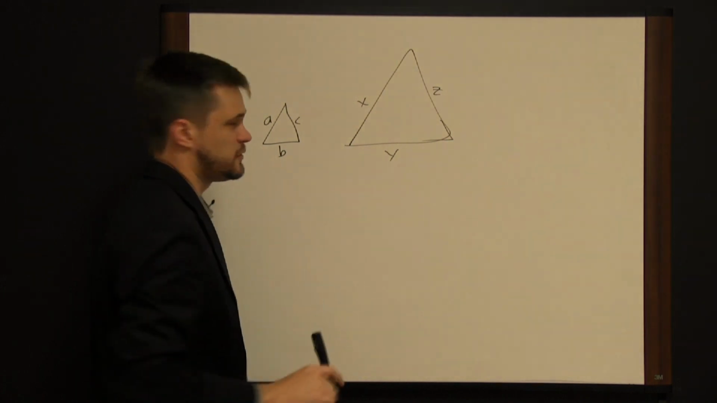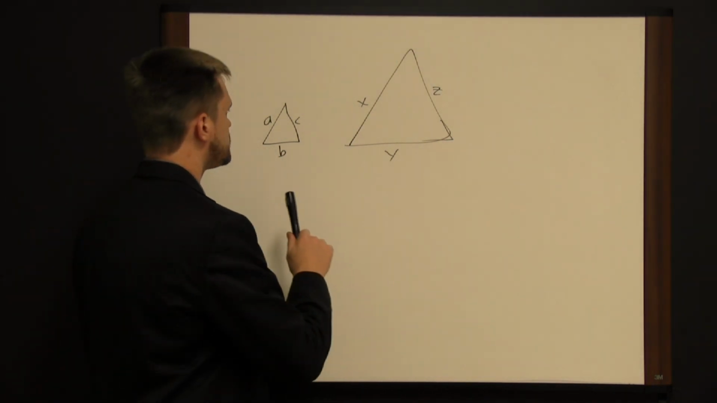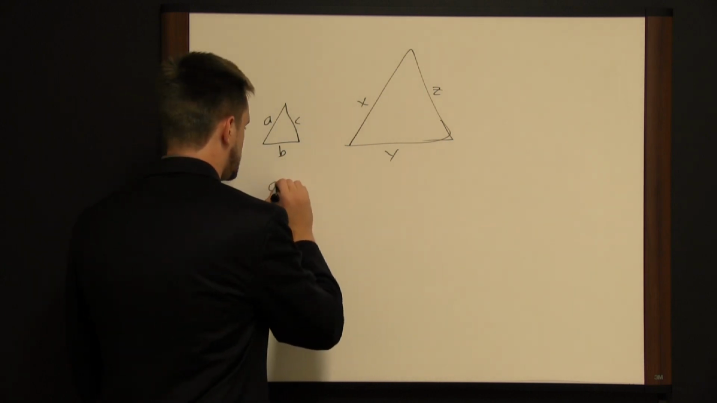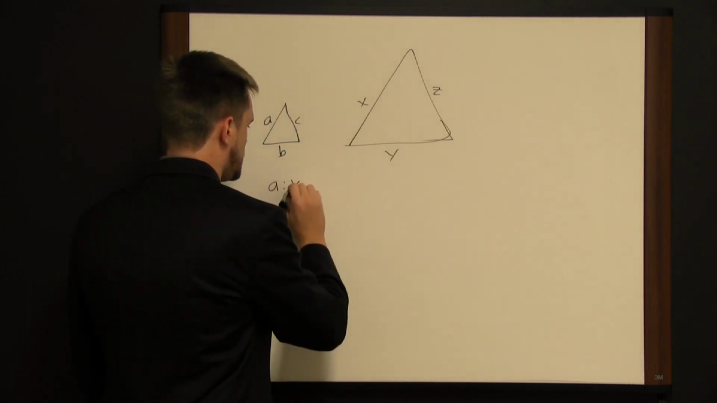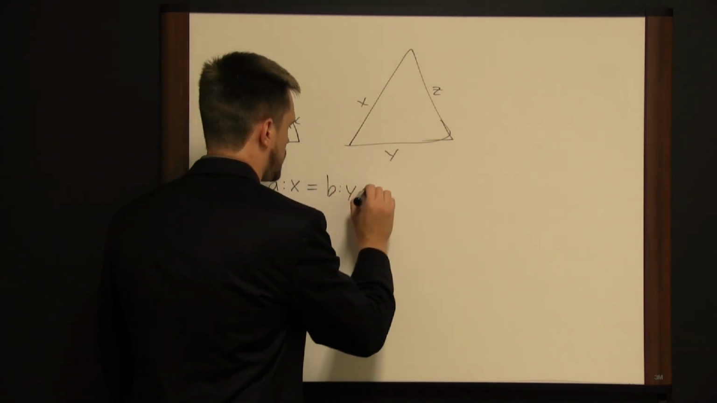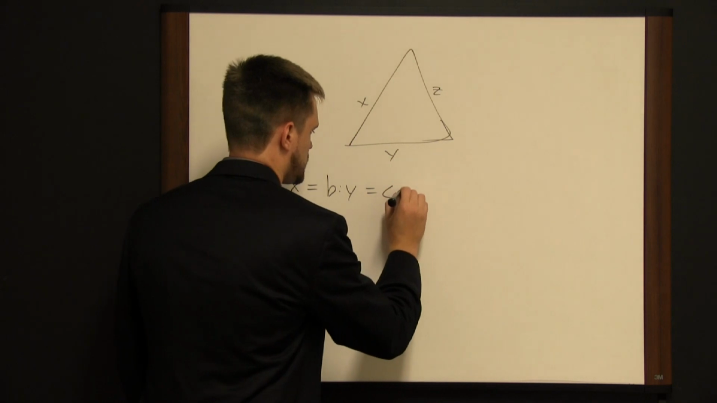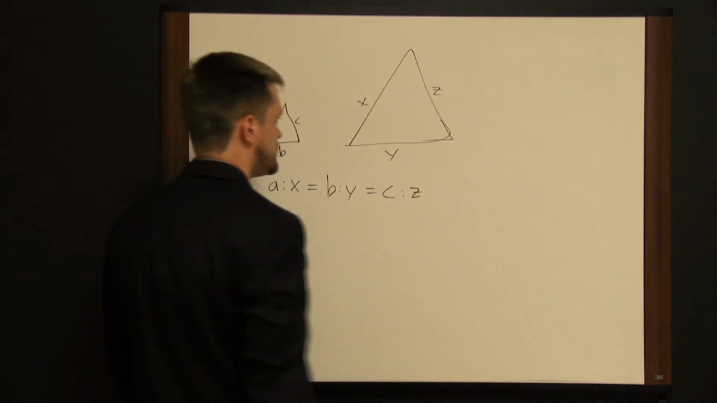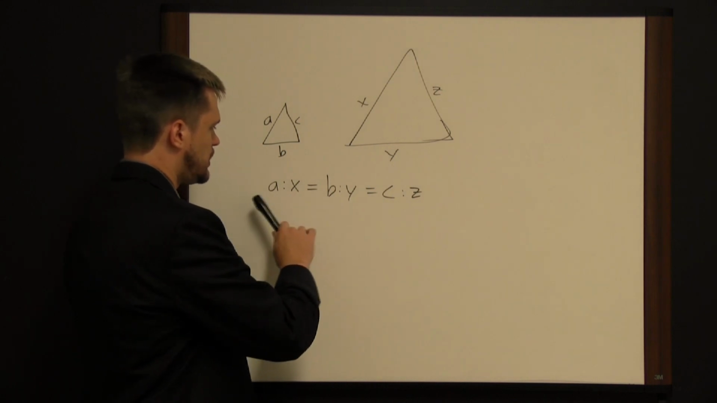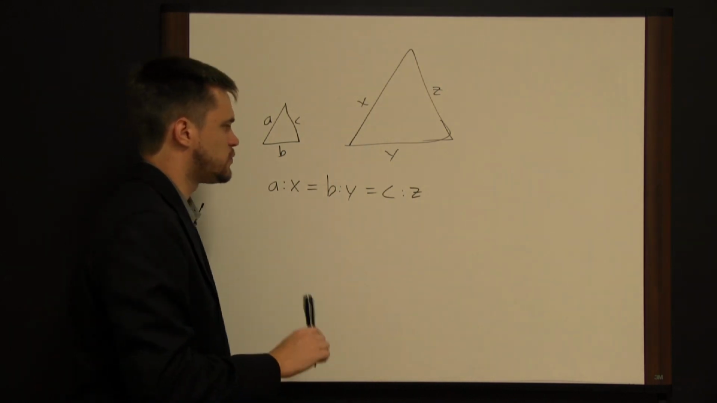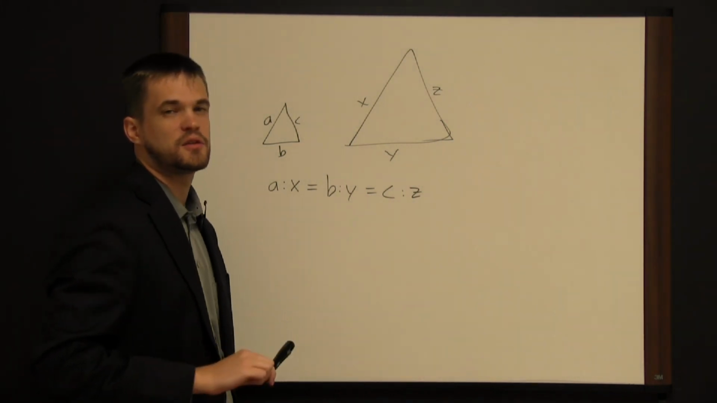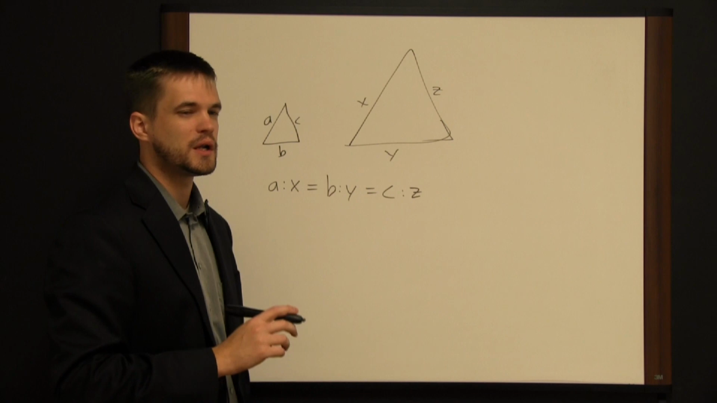And so these two triangles, we're told that they're similar. And so what that tells us is that the ratio of side A to side X is the same as the ratio of side B to side Y, which is the same as the ratio of side C to side Z. And so if we're given the lengths of the sides on one of the two triangles and then the length of any one side on the other triangle, we can find the missing quantities.